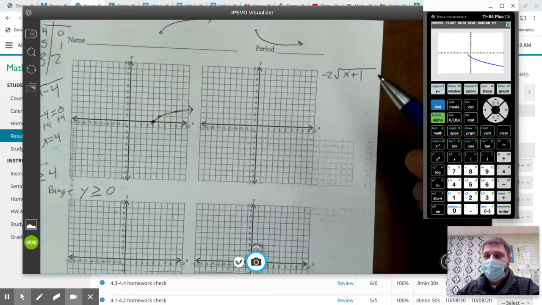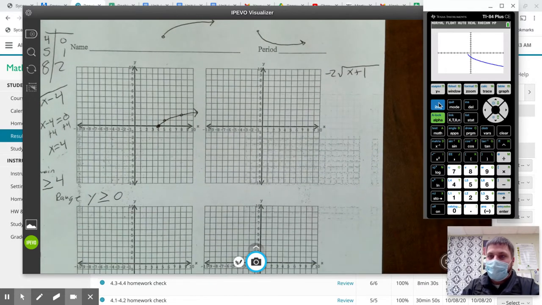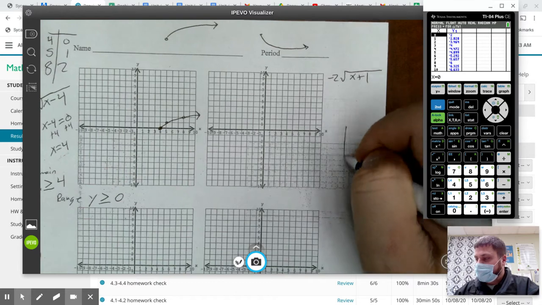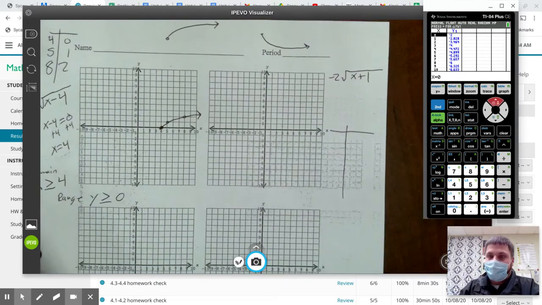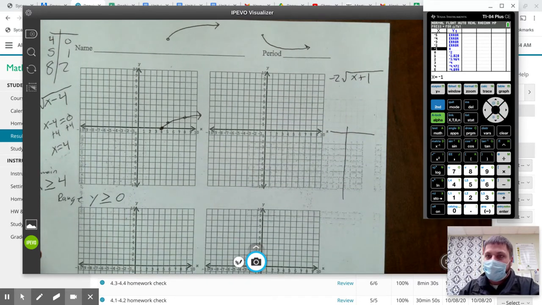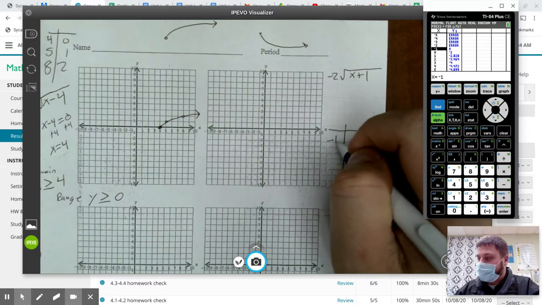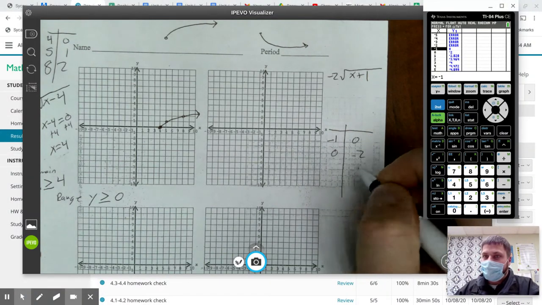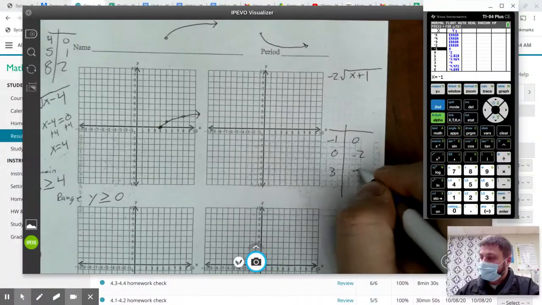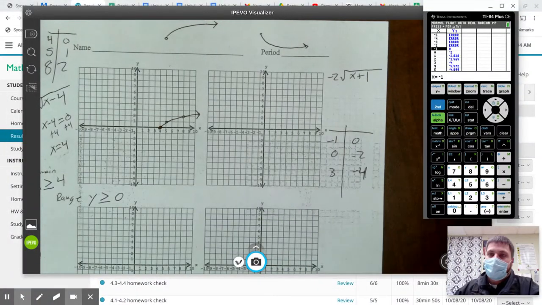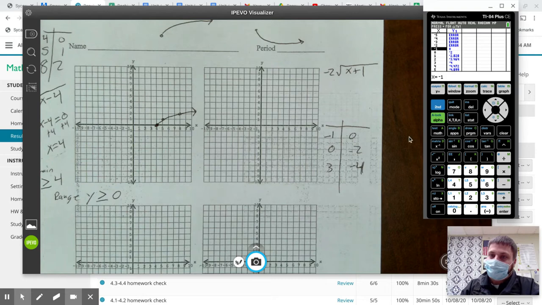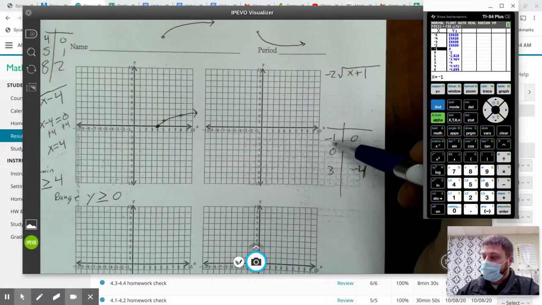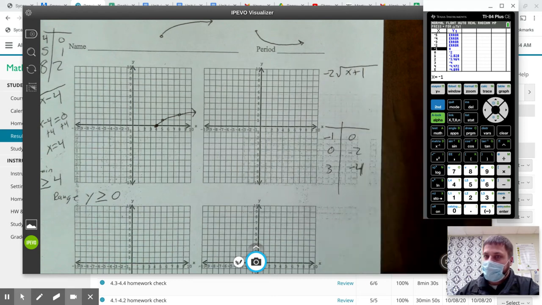When I make my t-table, I can go there now to look at that. Okay. Got my table here. I'm looking for the first value here: when x is negative 1, y is 0. Then I have 0, negative 2, and I also have 3, negative 4. Now again, when I want to find my domain here, first of all, I can tell that it starts at negative 1 and goes up from looking at my table.